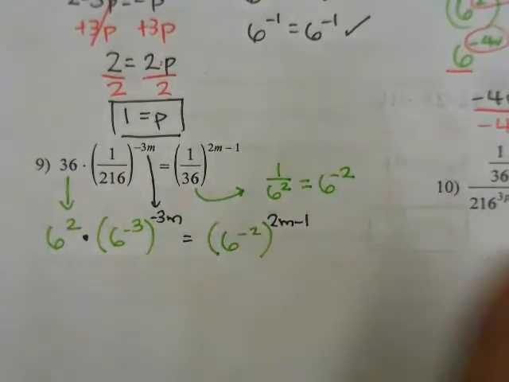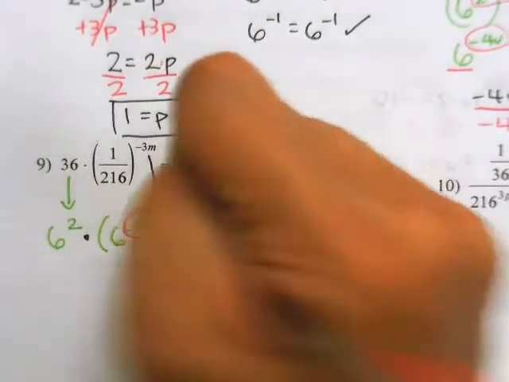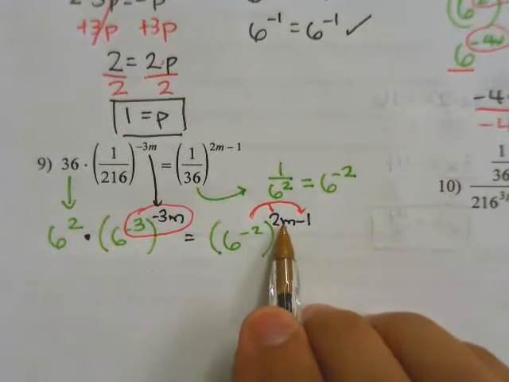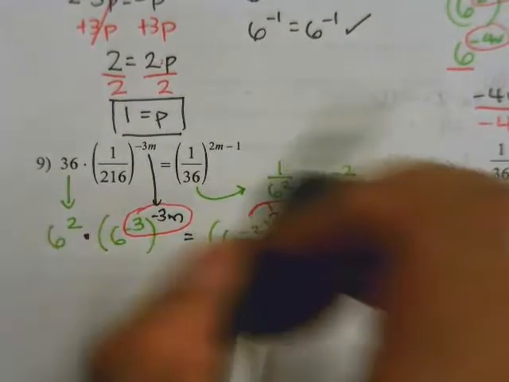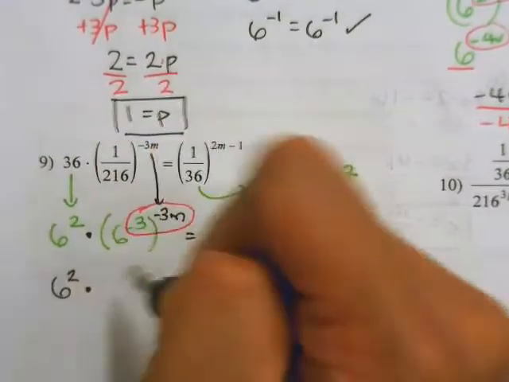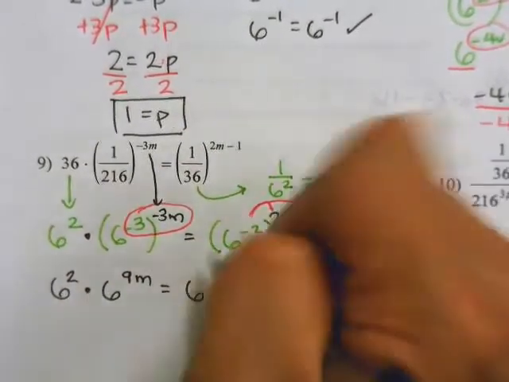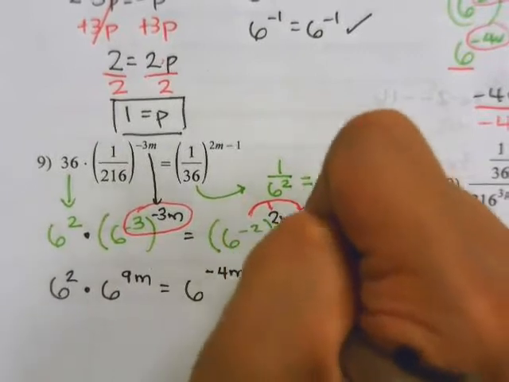Before we apply another rule, we're going to do some multiplications. So multiply these two over here, and the negative 2 distributes to these two here. So let's simplify this. This is 6 squared times 6 to the 9m is equal to 6 to the negative 4m plus 2.